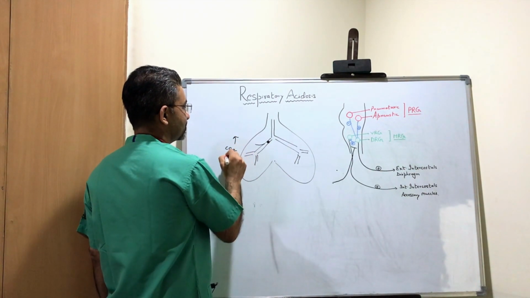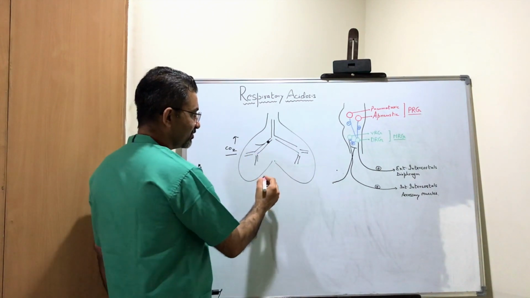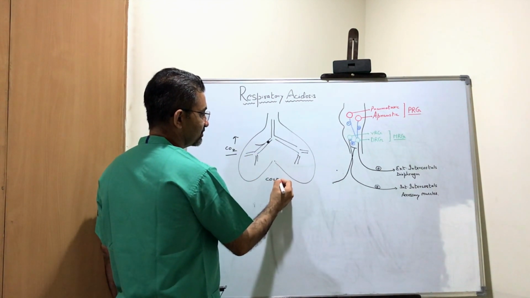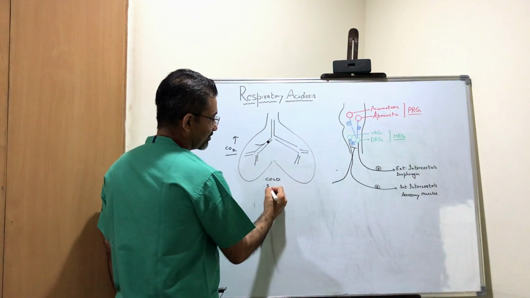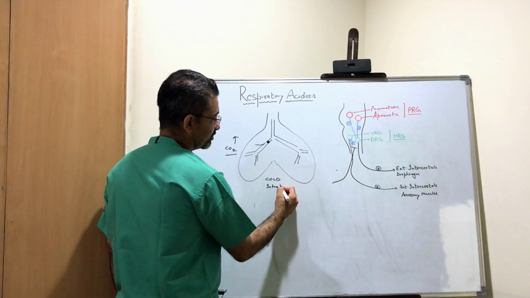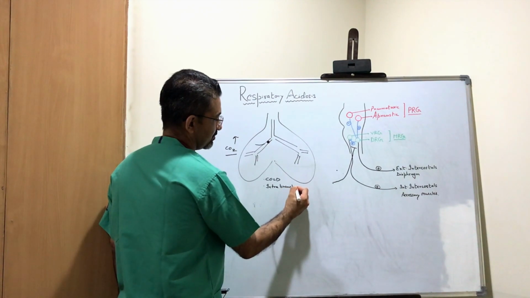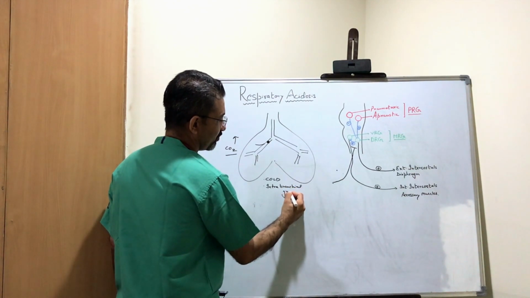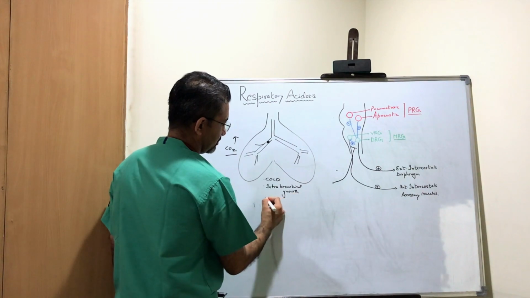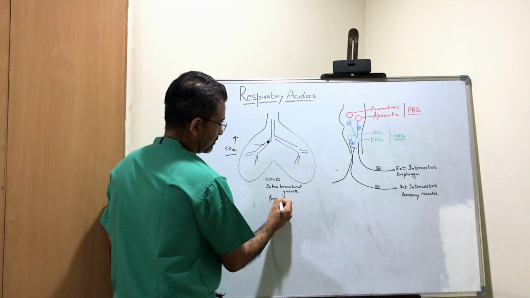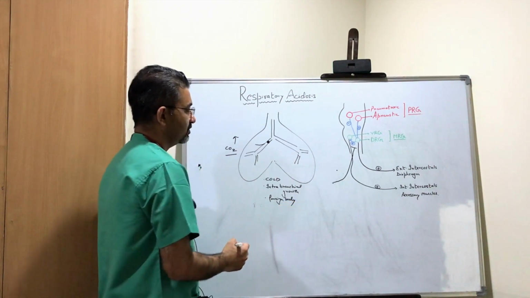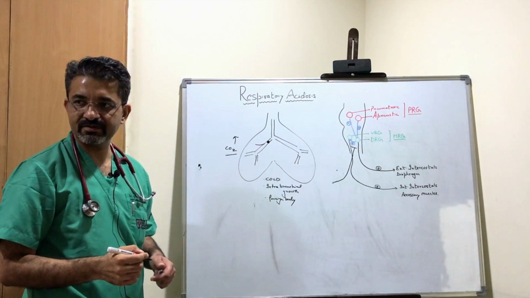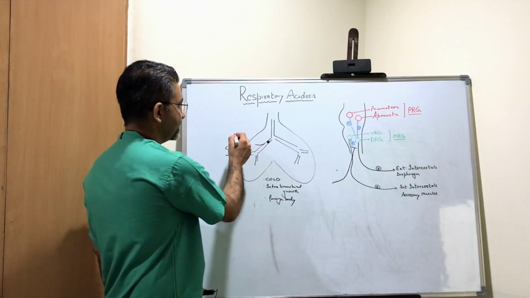So any obstruction in airways, it could be because of chronic obstructive lung disease. It could be because of some intrabronchial growth, some tumors. It can be foreign body. Which is hampering the gas exchange, right? So CO2 is being retained.